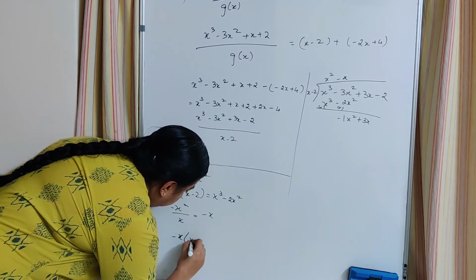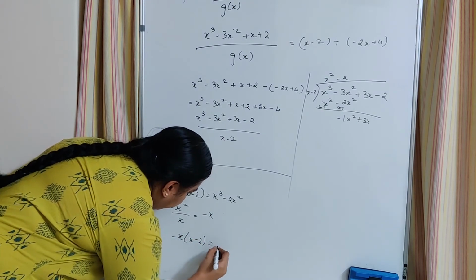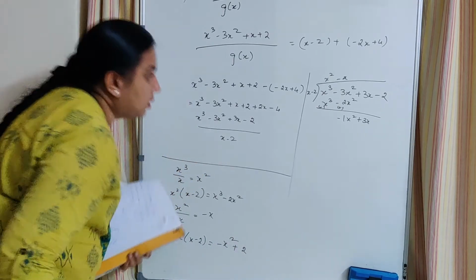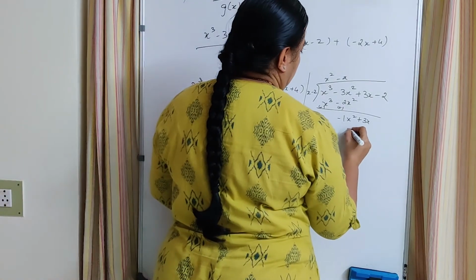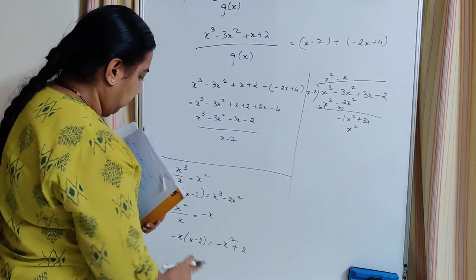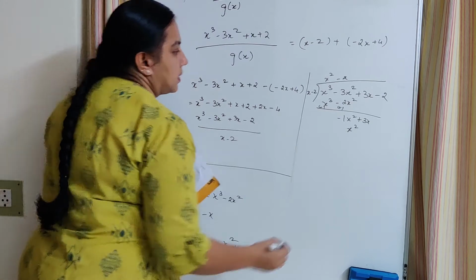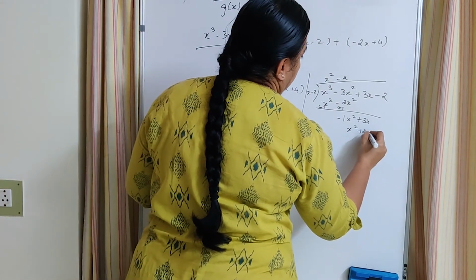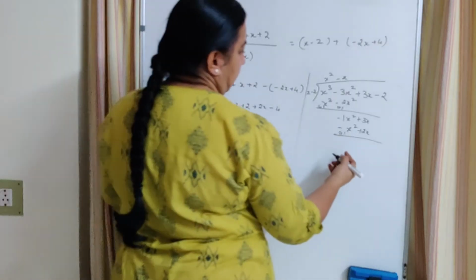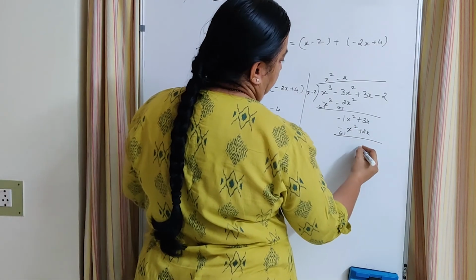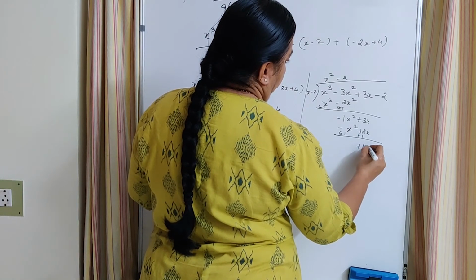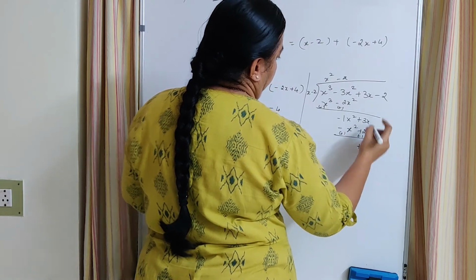Minus x into x minus 2. When I multiply, minus x square, minus into minus plus 2. So x square minus 2x plus 2x. So plus 2x. I change the symbol again and it gets divided, cancelled, and the remaining term is plus 1x, and I bring the next term minus 2 again.